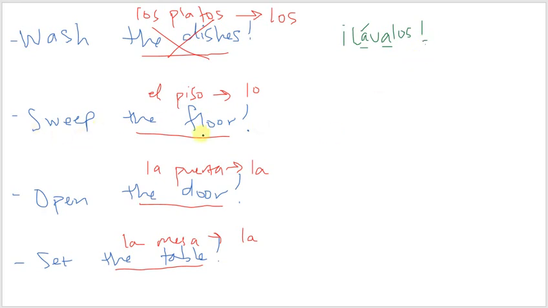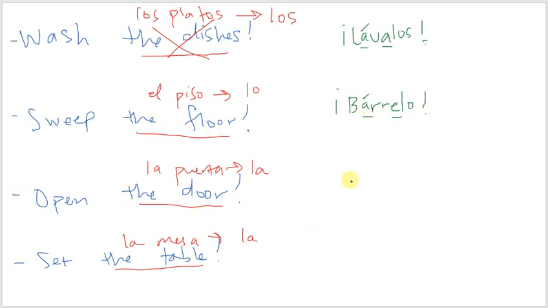Okay, sweep the floor. So remember, positive command for to sweep would be barre, because that's él, ella, usted. And then the direct object pronoun is going to be lo, and it gets attached in the same word. The second to last vowel of the verb itself, ignoring the pronoun, gets an accent. So it would be bárrelo. So instead of saying sweep the floor, I'm saying sweep it.